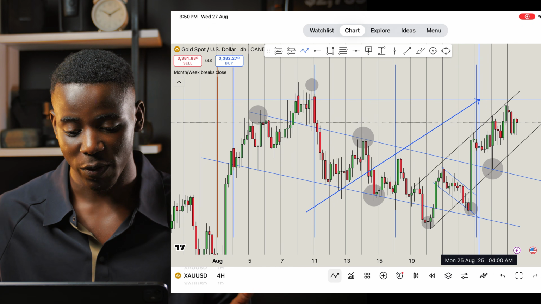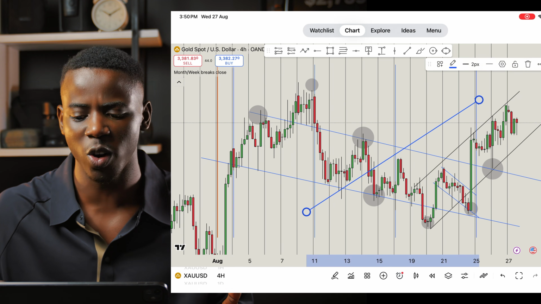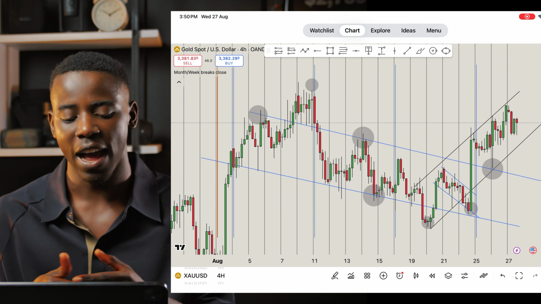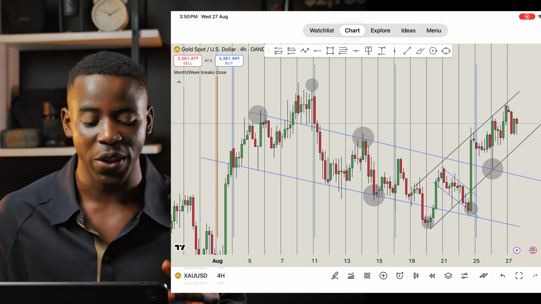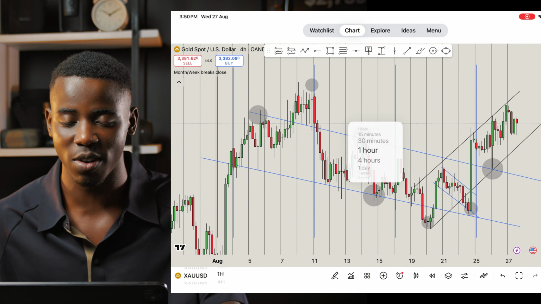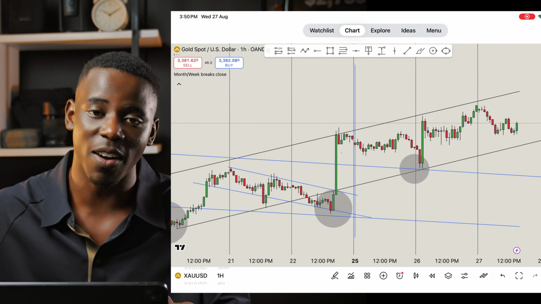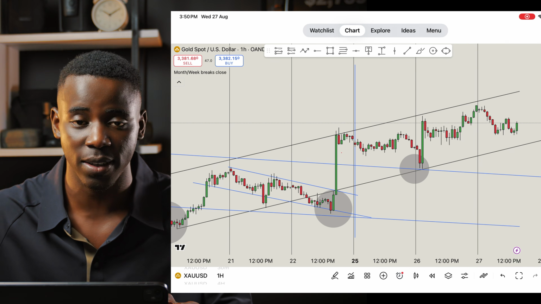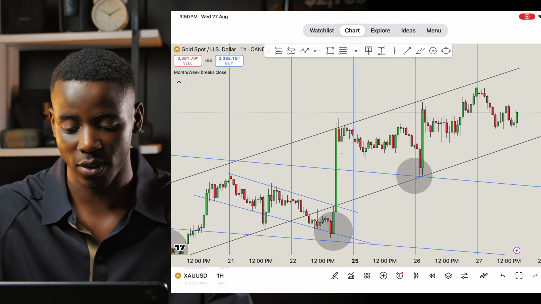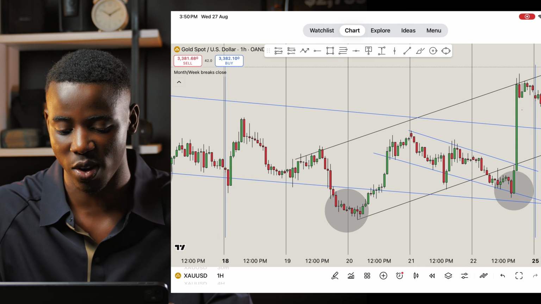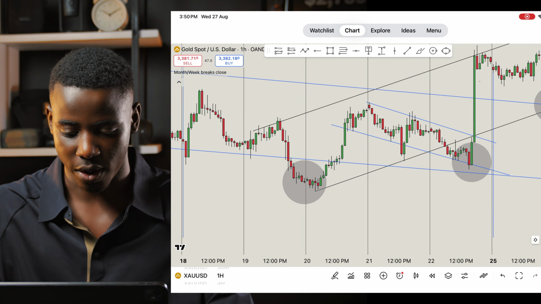You understand? So this is a simple thing. You don't know how many trades you can catch right here. And guess what? This is a 4H time frame. If you go on a lower time frame, it can give you even a very good refined entry. You understand? So I will give you one of the entries, for example.